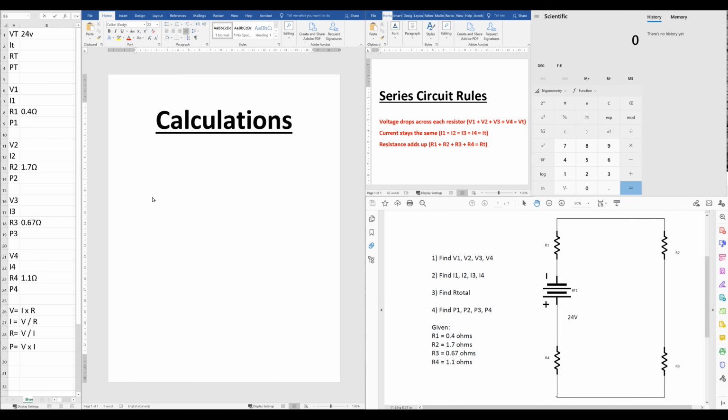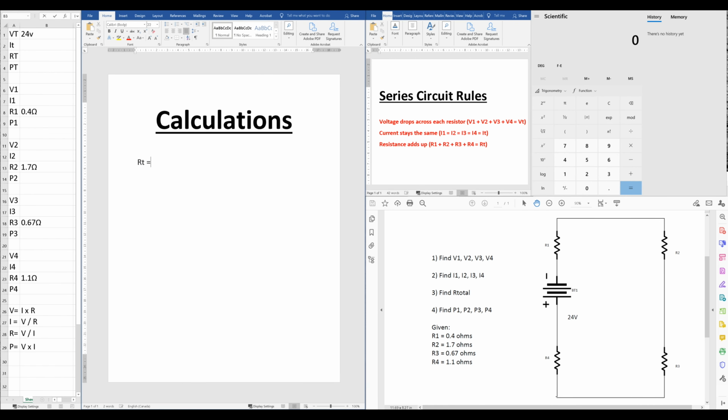The values we have, in the interest of time, I've already preloaded into our table, R1, 2, 3, and 4, as well as our voltage total of 24 volts. Given that we have our resistance 1, 2, 3, and 4 values, we can look to our series circuit rules, and resistance adds up. So it's the sum, right? R1 plus R2 plus R3 plus R4 is going to give us that R total.